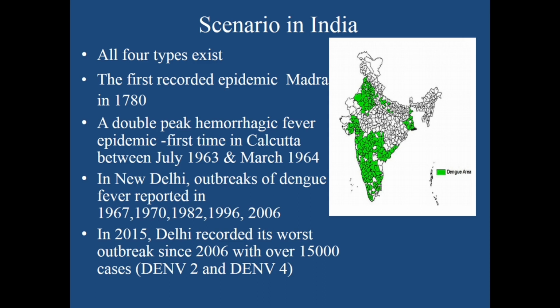Delhi has seen a lot of outbreaks of dengue fever, and the latest was in 2015, which recorded the worst outbreak since 2006 with over 15,000 cases. There were a lot of deaths as a result of dengue fever in Delhi in 2015. Here they found that the serotypes primarily involved in this outbreak were dengue 2 and dengue 4.